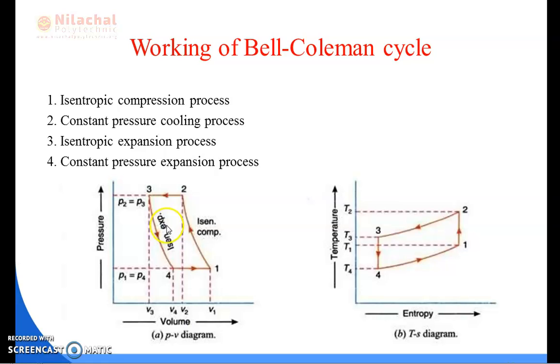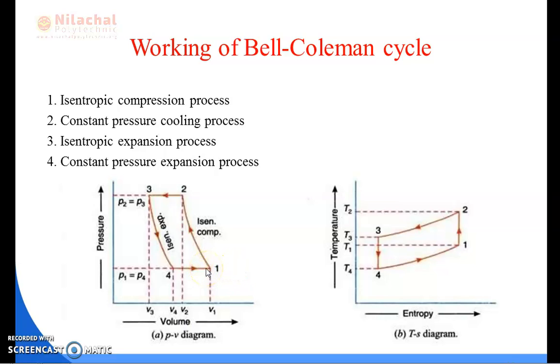So now you are going to the last device, that is the refrigerator. What is the process name? The process name is the constant pressure expansion process. The cold air from the expander is now passed to the refrigerator and expands at constant pressure, that is, P4 is equal to P1. The temperature of the air increases from T4 to T1 due to heat from the refrigerator. The specific volume of air changes from V4 to V1.